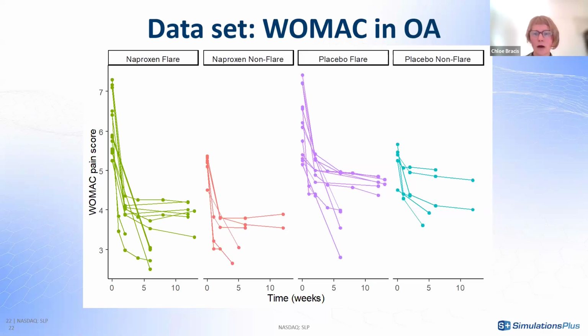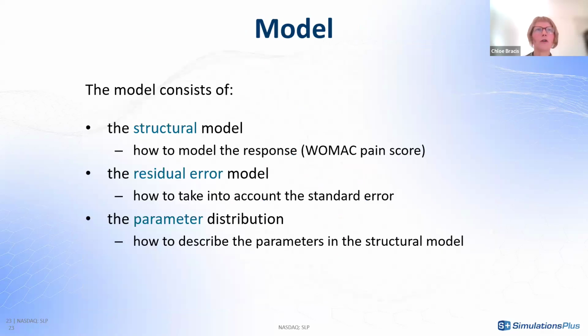And so for our model, we're going to look at 3 different parts. First is the structural model. So how do we want to model that response, our WOMAC pain score? Then the residual error model. So how are we going to weight that by the standard error? And then finally, for the parameters in our structural model, how are we going to model those parameters?